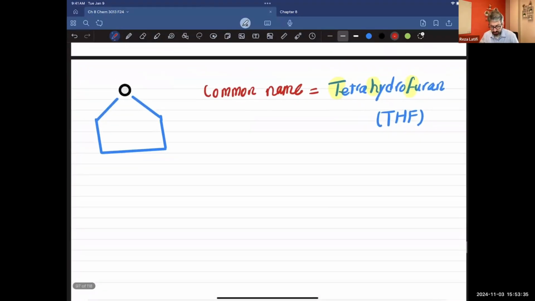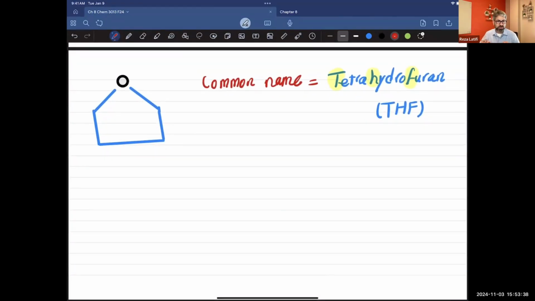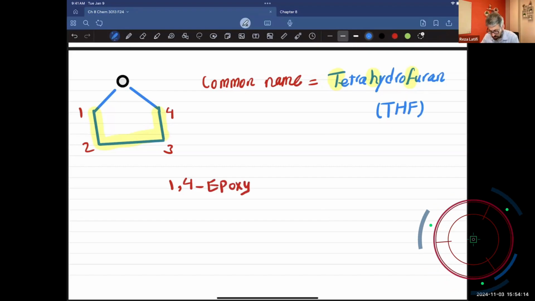Okay, now we have a compound that still has oxygen bridging between 2 carbons, but the 2 carbons are not connected to each other. The common name for this organic solvent is THF, or tetrahydrofuran. And how do we name this one? We have a ring that's made of 4 carbons, and there is oxygen bridging between those 2 carbons. And so I go 1, 2, 3, and 4. Between 1 and 4, I have a bridge, and that's going to be epoxy. Now we have 4 carbons in total, so this one will be 1,4-epoxybutane.